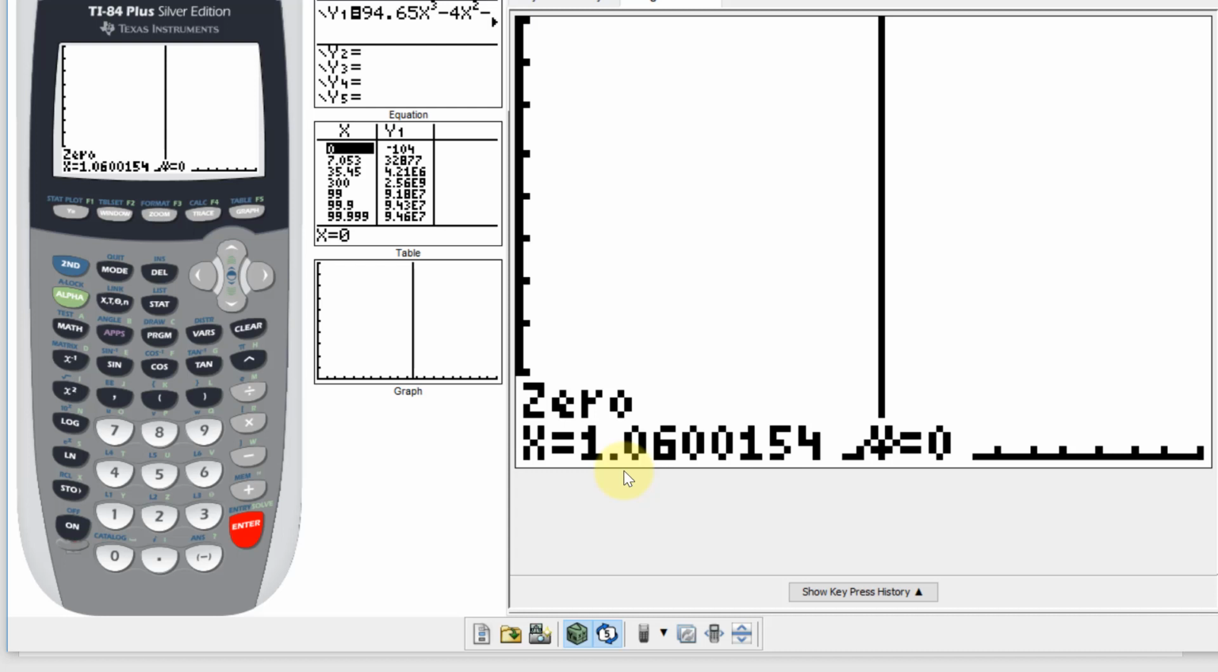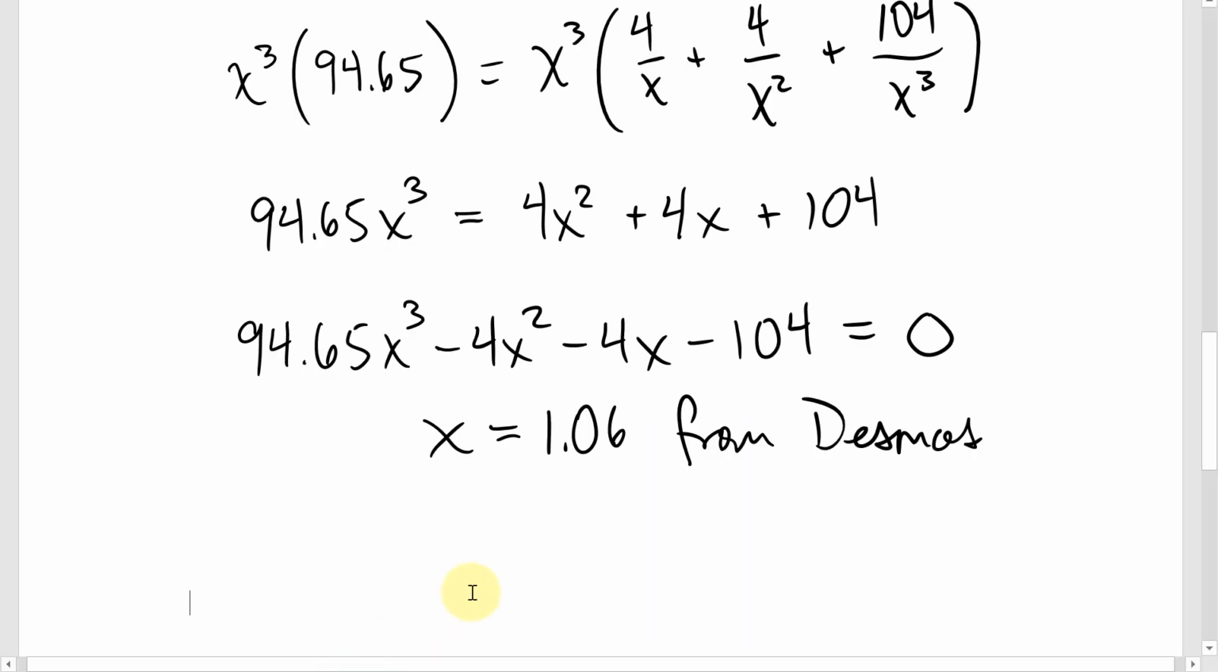And so that's a whole other topic. It's a pre-calc topic. And yeah, so we can get some practical solutions using the practical tools of the calculator and the computer. Round off to two places there, 1.06, that's my answer. 1.06 is what I got from Desmos.